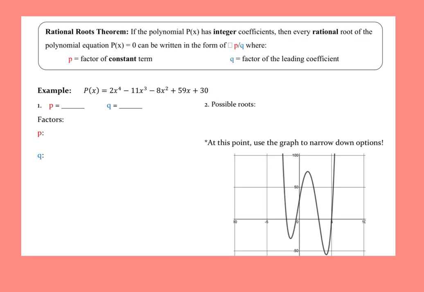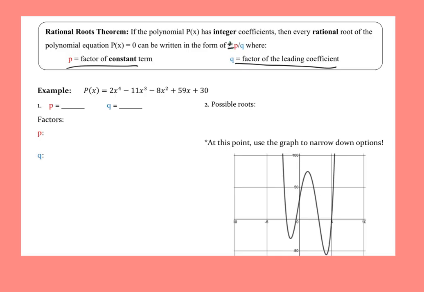We have this thing called the rational root theorem. Basically, it says if the polynomial p of x has integer coefficients, then every rational root of the polynomial equation p of x equals 0 can be written in the form of plus or minus p over q, where p is a factor of that constant term and q is a factor of that leading coefficient. So we're going to have to look at those two values, come up with our p, come up with our q, and look at those plus or minus p's over q's to find possible roots.